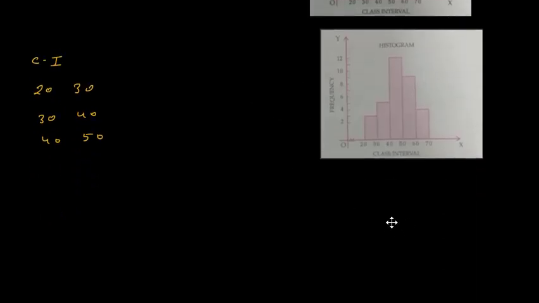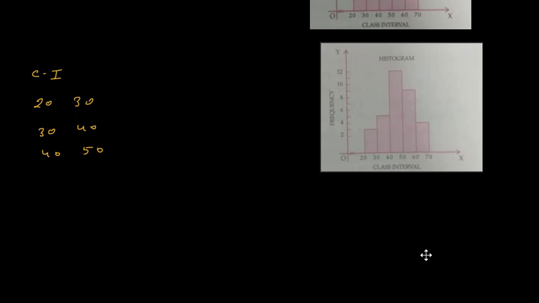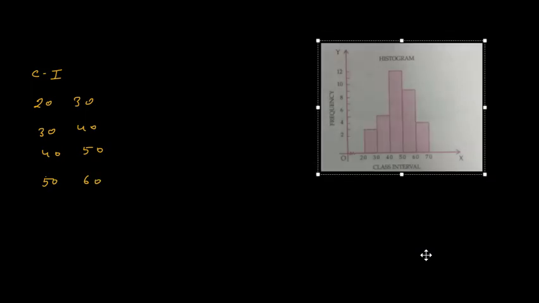Now if you see the histogram, in the histogram we will get the data for class interval. Class interval is 20 to 30, then 30 to 40, then 40 to 50, then 50 to 60 and 60 to 70. This is the class interval.